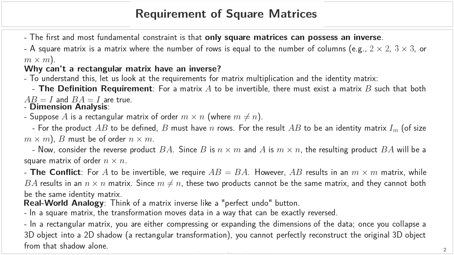To help you visualize this, think of a matrix inverse as a perfect undo button. In a square matrix, the transformation moves data in a way that can be exactly reversed. In a rectangular matrix, however, you are either compressing or expanding the dimensions of the data. It is like collapsing a three-dimensional object into a two-dimensional shadow. Once you have collapsed the object into a shadow, you cannot perfectly reconstruct the original three-dimensional object from that shadow alone. This is why the square matrix requirement is non-negotiable. In the next slide, we will explore what happens when we do have these inverses and the concept of mutual invertibility.